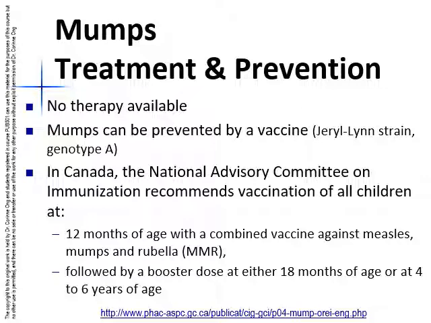As I mentioned before, the genotype of this vaccine strain is genotype A, but studies have shown that antibodies to this strain will also offer protection against other genotypes. It is really the waning of the immune response over time that results in previously fully immunized individuals becoming susceptible to infection. In Canada, the National Advisory Committee on Immunization recommends that children receive 1 dose of mumps vaccine at 12 months of age, followed by a second booster dose at either 18 months or 4 to 6 years of age.